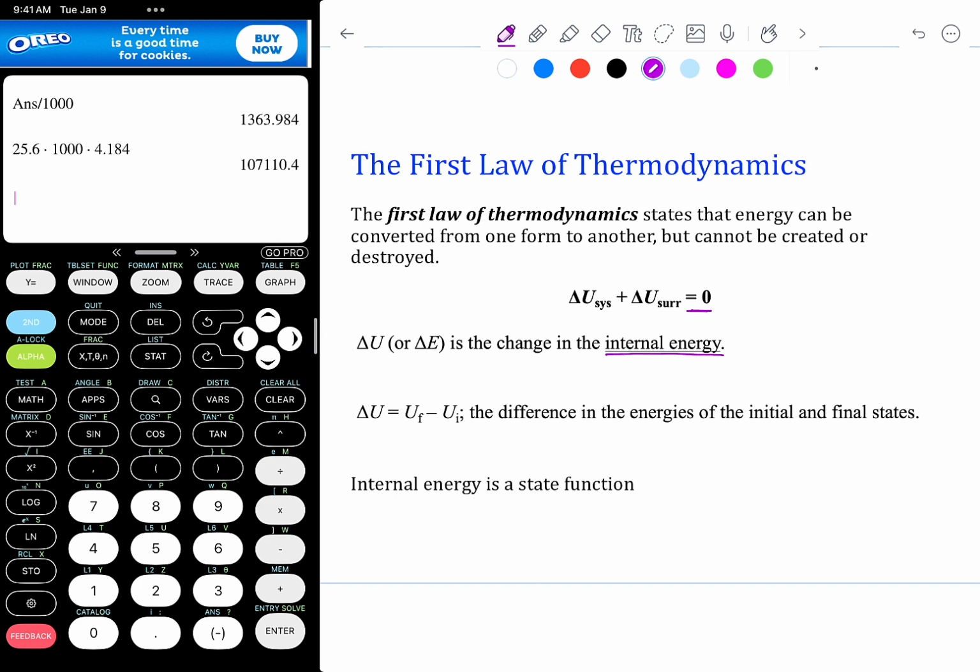So we see delta U of the system plus delta U of the surroundings, so the internal energy of the system plus the internal energy of the surroundings must always equal 0 based off of the first law of thermodynamics, that energy cannot be created or destroyed. And again, here we have where delta U is the final minus the initial, so the difference in the energies of the initial and final states. Therefore, internal energy is a state function. So as we said in our previous slide, energy is a state function. Energy has many different subsections of energy. So specifically, internal energy is one of those energy-related state functions.